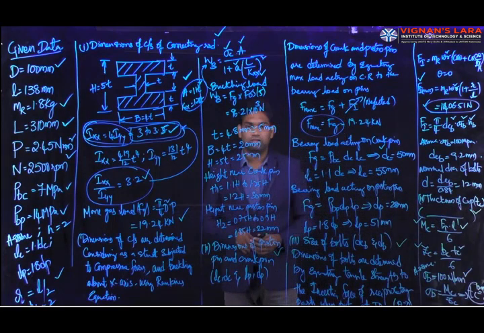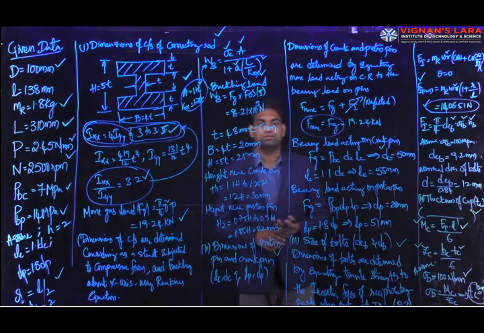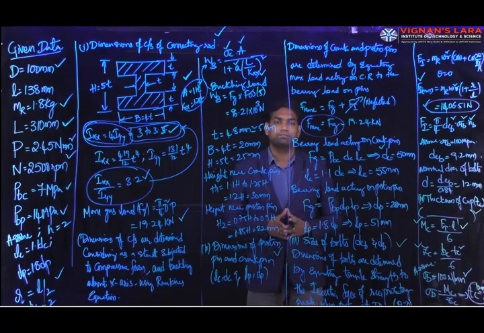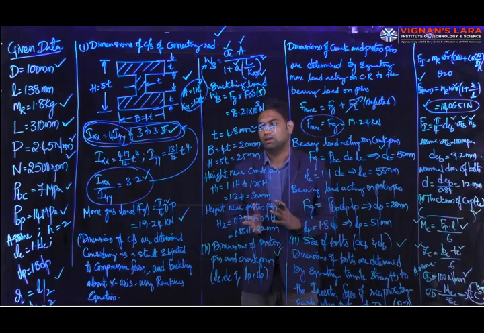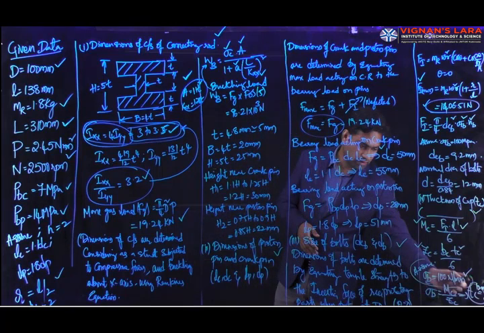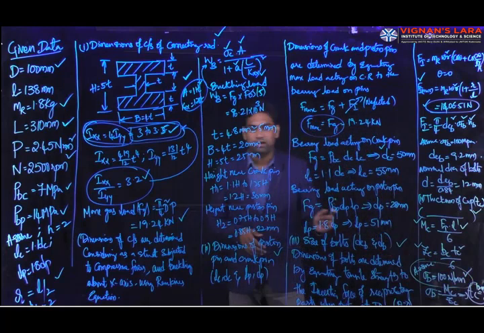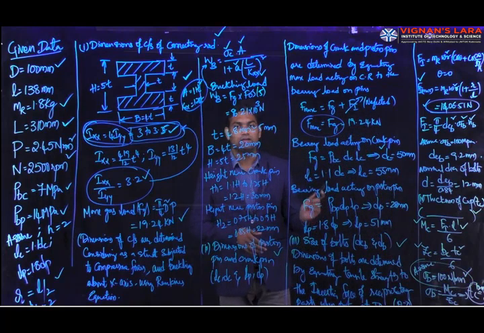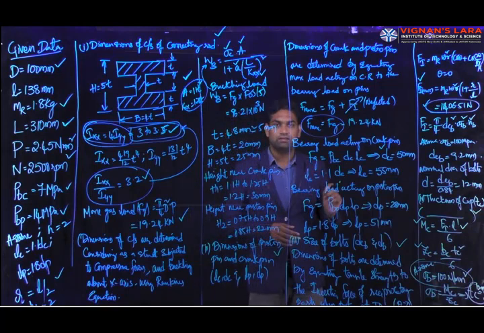So after finding out all the dimensions, we also need to check the design with the induced inertia bending stresses due to inertia of self-weight of connecting rod. After calculating the inertia bending stress, the induced bending stress should always be less than the given allowable bending stress. So here we assumed the value of 100 Newton per mm square. The same value we need to check with the induced inertia bending stress, that is the whipping stress. So I can calculate the whipping stress.